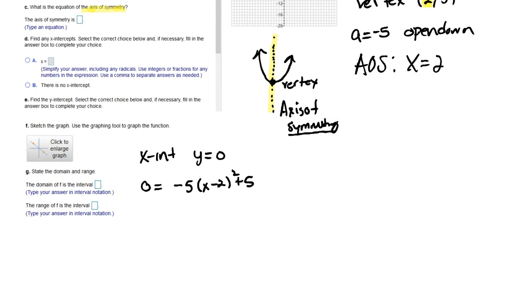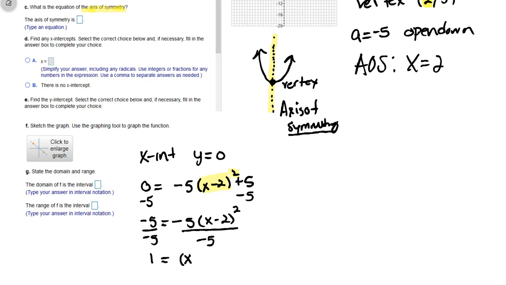And I'm going to solve by isolating the square and everything it's attached to on one side. So I'll subtract 5 on both sides. That gives me -5 equals -5 times (x minus 2) squared. Divide both sides by -5. That gives me 1 equals (x minus 2) squared.